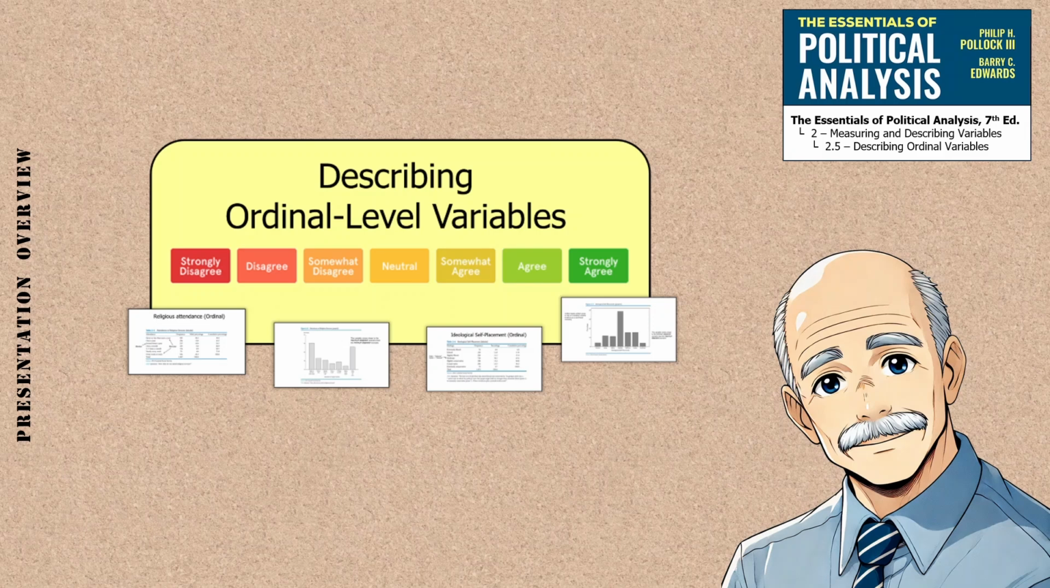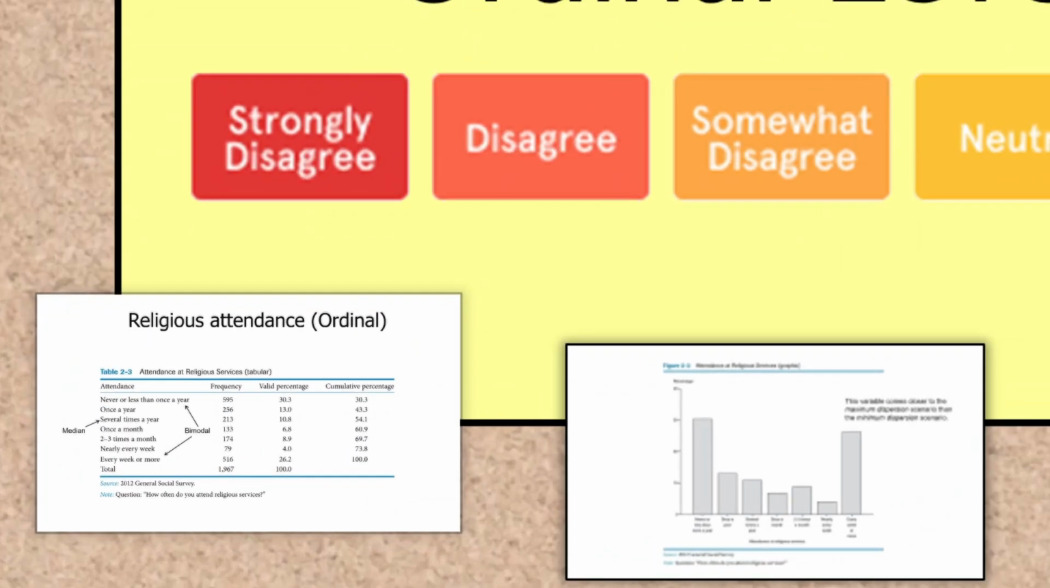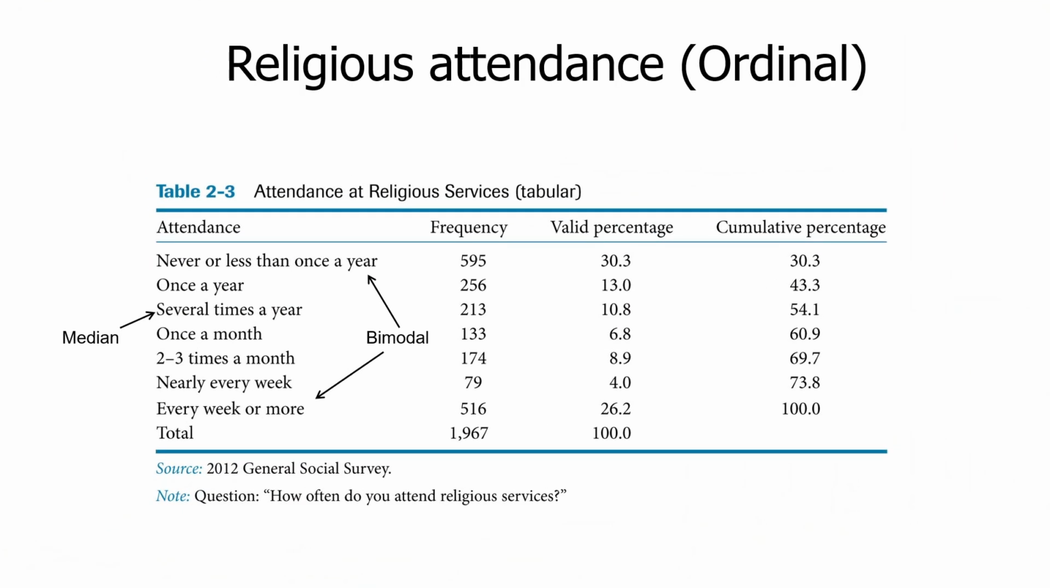All right, let's move up to an ordinal now. This is a really interesting variable. Over the years, the shape of this variable has changed, but it has always had this interesting appearance. This is attendance at religious services, and it's an ordinal because those respondents who never attend or attend less than once a year are here, and then by rank, we go up in attendance levels all the way to every week or more frequently.